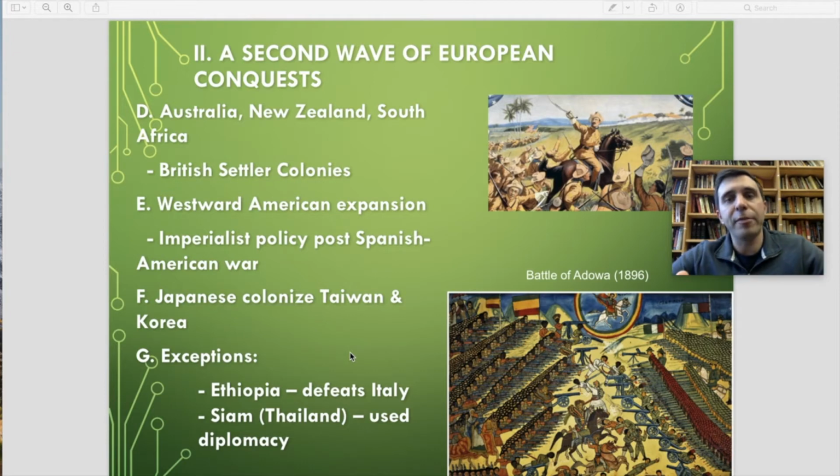Okay, so that's looking at the big picture of these conquests. Now we're really going to start delving further into specific examples of where areas are being conquered and what the repercussions of that are. And we'll keep going in part 3.